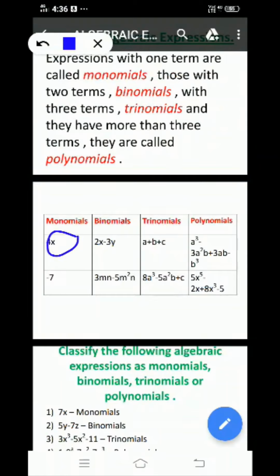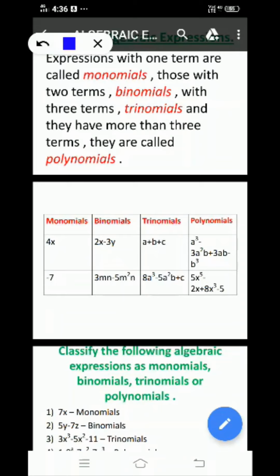Monomial means, see, for example 4x, only one term is there, therefore it is a monomial. Minus 7, only one term, therefore it is a monomial. Binomial means 3x plus 2, there are two terms. If there are two terms included, then it is called a binomial. 3mn minus 5m square n is also a binomial.